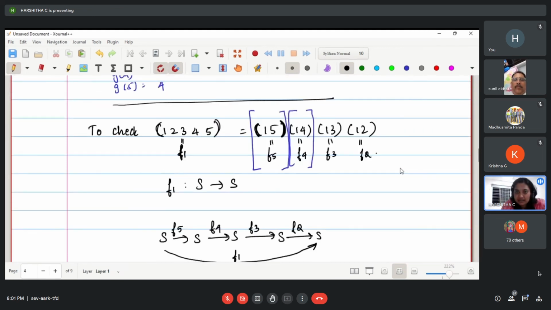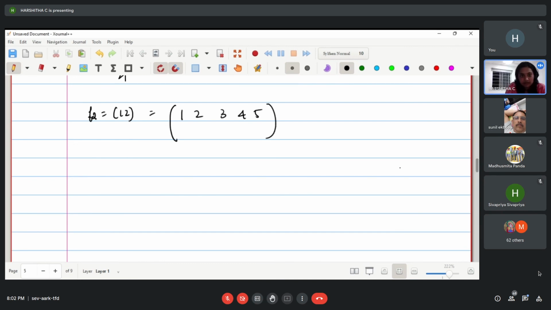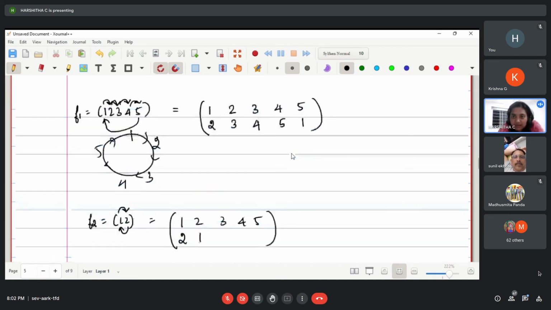Now let's write out the other F2, F3 and so on. So our F2 was, oh sorry, I can start with just a cycle. So F2 was 1, 2. So what is this as a function? We have 1, 2, 3, 4, 5. So look at 1, 1 goes to 2. So the image of 1 is 2. The image of 2 is 1. Now 3 doesn't appear. So if we look at what we have done previously.